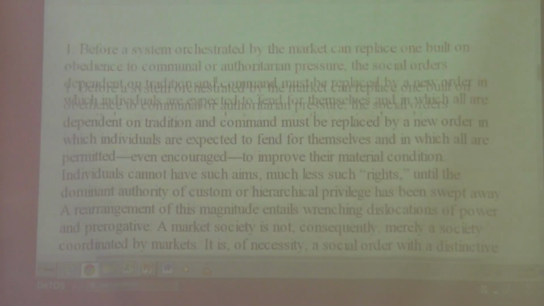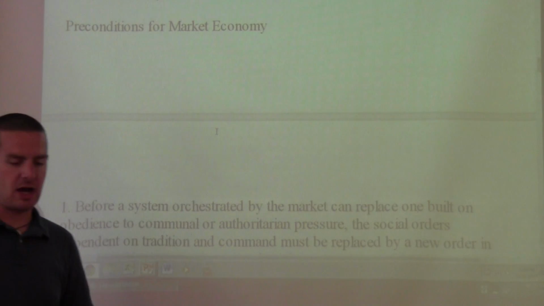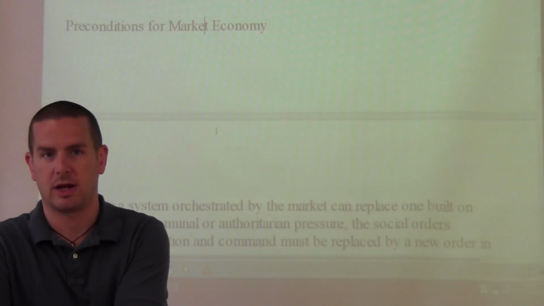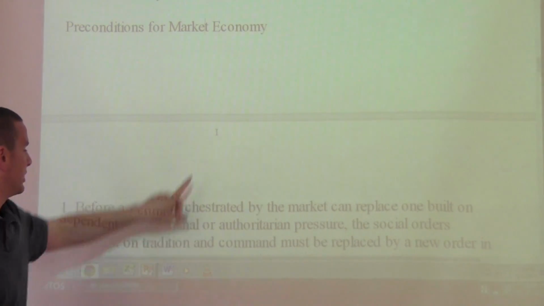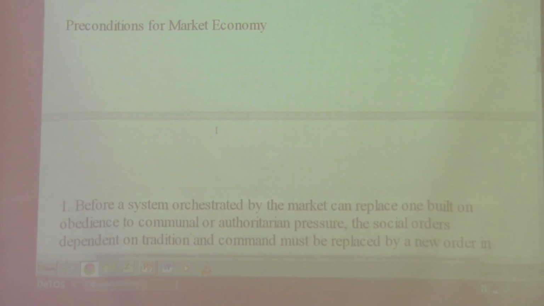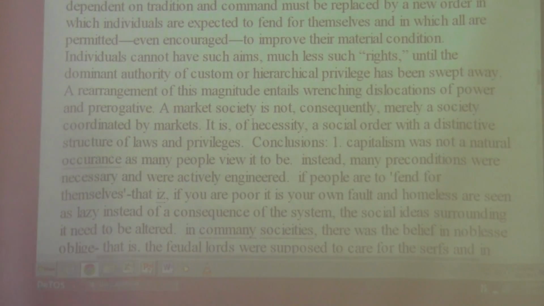Okay? There are certain preconditions you need for a market economy to exist. Okay? In order to have a market economy, the first precondition is that you need to shake up the social order.